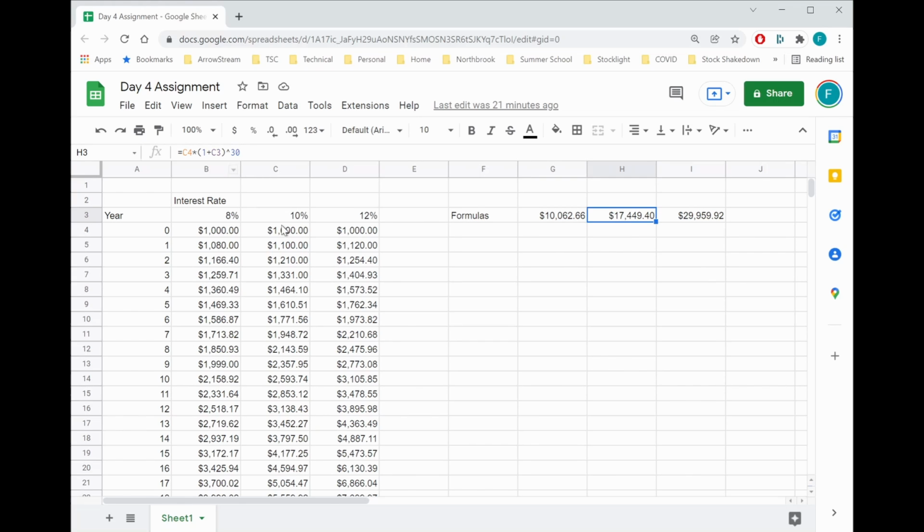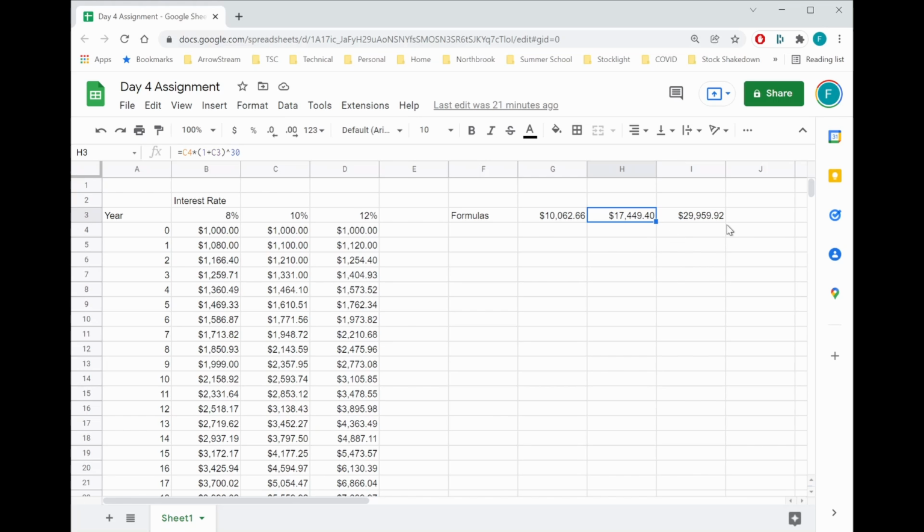Same here, but going with $1,000 and 10%. Same here with $1,000 and 12%. So if left earning 8% annually compounded interest, that $1,000 will become $10,062. Not bad, but at a 10% annual compounded interest rate, it would become $17,449. That's about 73% better.